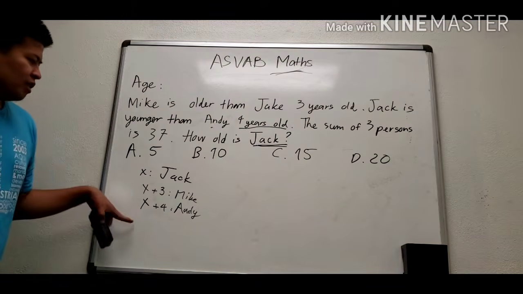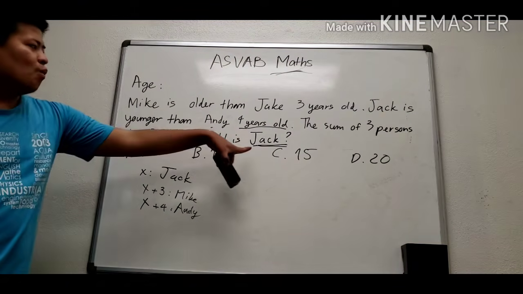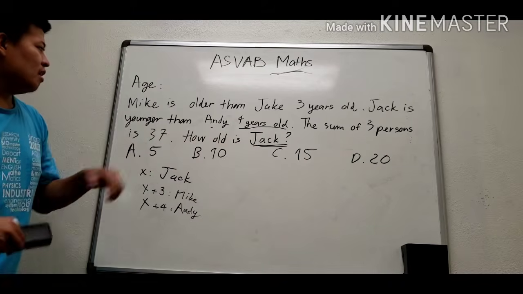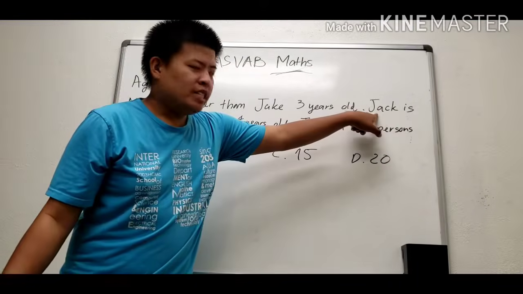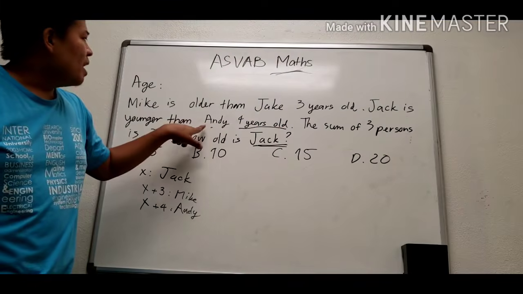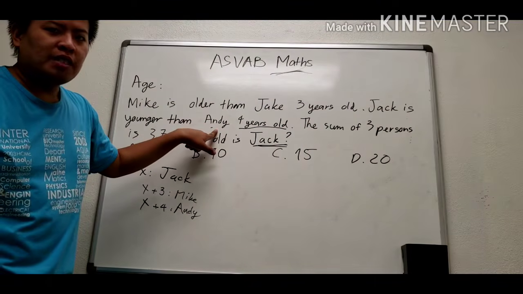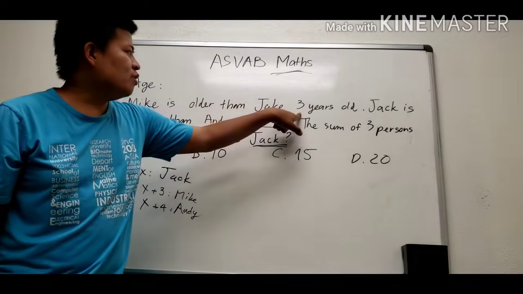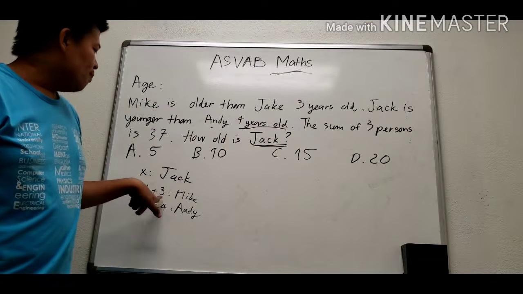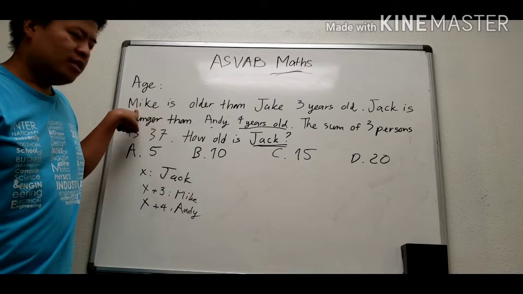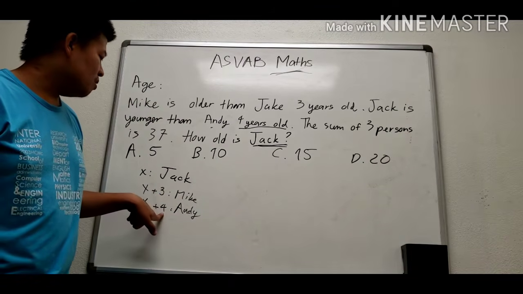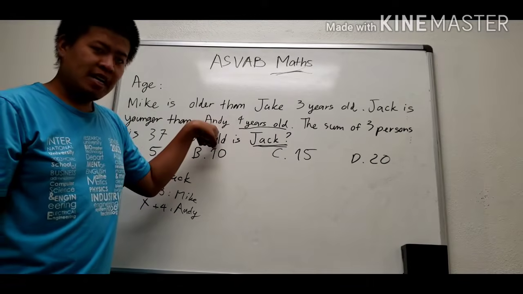So in this question, we need to put S for the person we need to find. Later, when we use this person, we can compare to the other 2 persons. So, for example, Mike is older than Jack by 3 years. It means S plus 3. Let's see the age of Mike. S plus 4. Let's see the age of Andy.